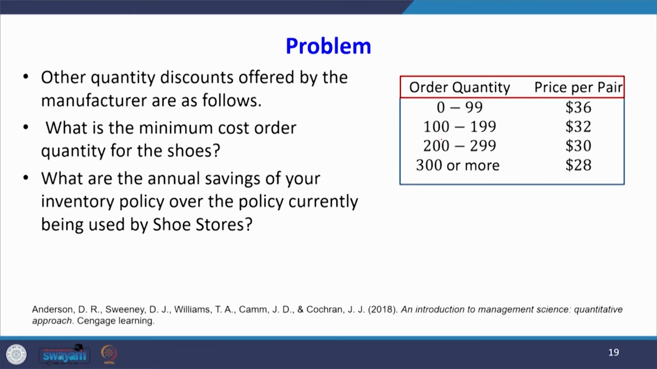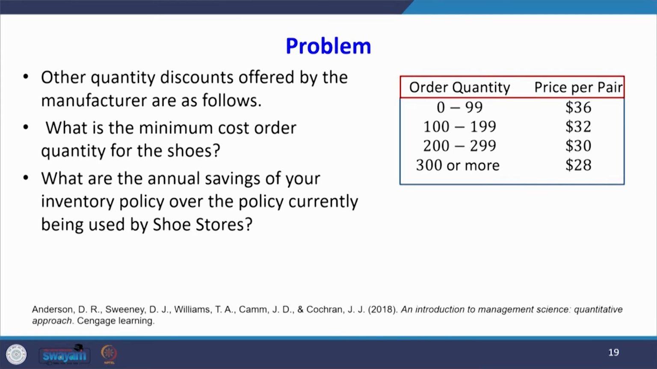If it is 100 to 199, it is $32. If it is 200 to 299, it is $30. If the company buys more than 300, it is $28. So, now the question is, what is the minimum cost order quantity for the shoes? What are the annual savings of your inventory policy over the policy currently being used by these shoe stores?